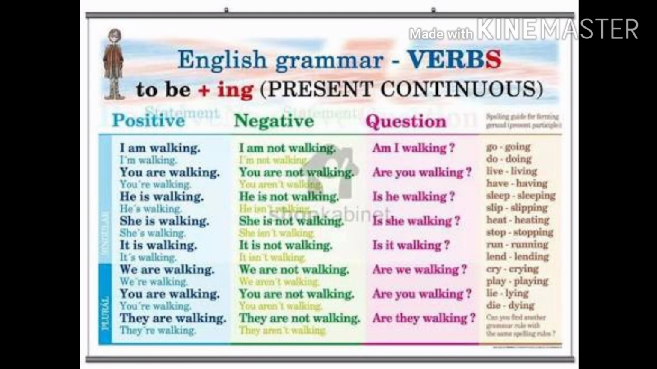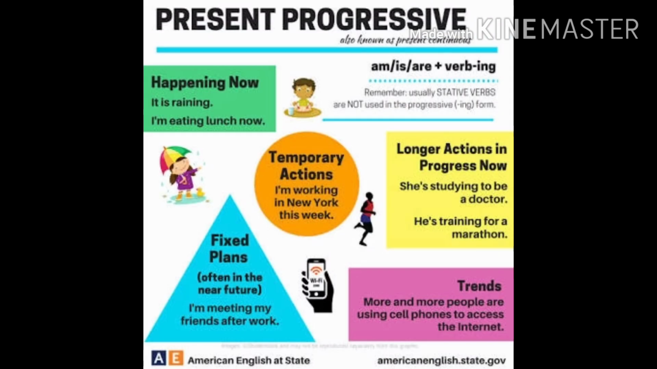Now come to the next use. This tense is also used for an action that has been pre-arranged to take place in the near future. It means we make use of present continuous tense when we talk about different actions or activities which have already been planned out, which have already been arranged to take place in the near future. This is where also we use present continuous tense.